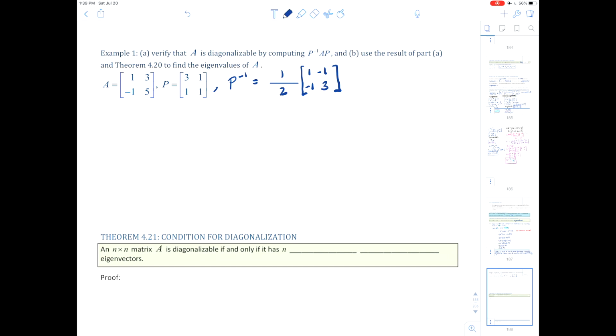So I'll just leave the 1/2 out for right now. So when I compute P inverse AP, what should I be getting? It should be a diagonal matrix, right? So hopefully that will work out.